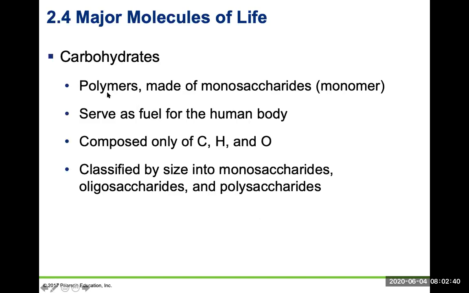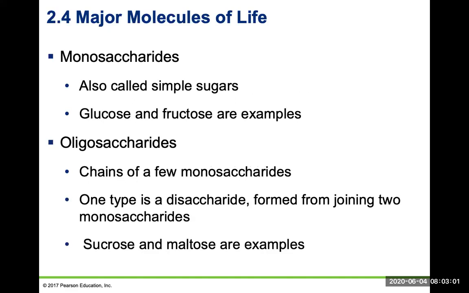Carbohydrates are polymers made up of a monomer called a monosaccharide. Saccharide has to do with sugar. Carbohydrates are your body's fuel. They're composed of only carbon, hydrogen, and oxygen, and they're classified by size into monosaccharides, oligosaccharides, or polysaccharides. Monosaccharides are simple sugars, and glucose and fructose are main examples.